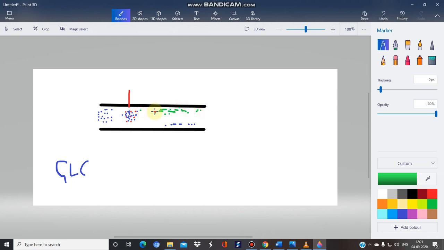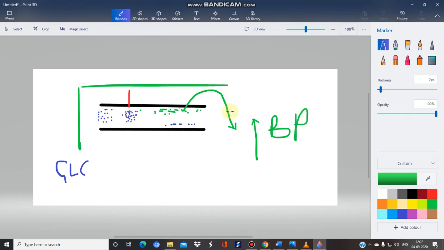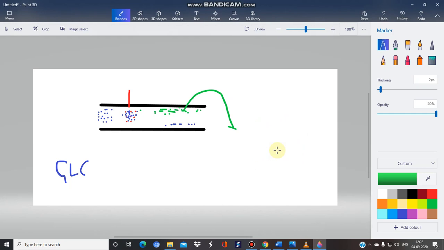So in most of the cases in GLC, what will we do? We will use a liquid stationary phase which has a very high boiling point, because as we know the column is inside your oven, and the oven temperature can go up to suppose 300 to 400 degrees Celsius. So we have to use a particular liquid stationary phase that will have a high boiling point.